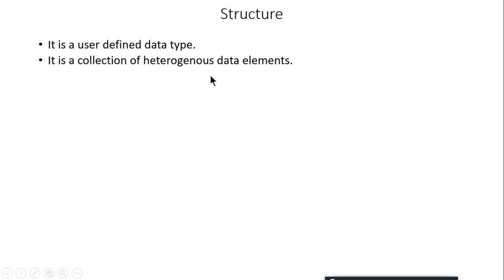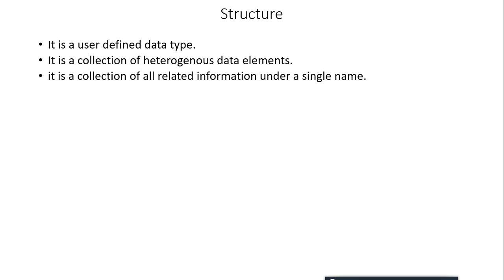It's a collection of heterogeneous data elements. Heterogeneous means different types of data elements. In comparison with an array, which is a collection of homogeneous data elements, structures are a collection of heterogeneous data elements. It is a collection of all related information under a single name. For example, roll number, name, address, contact, age, gender, all this related information of a student can be treated as a structure.